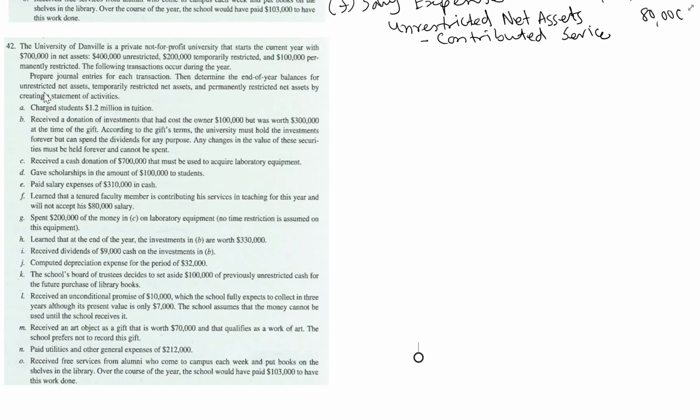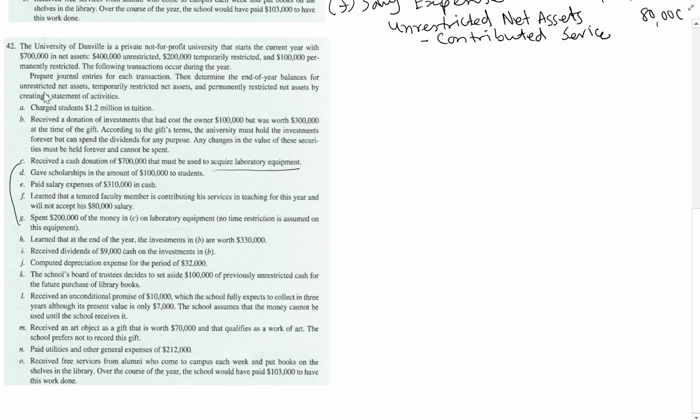Now let's do the next one, number G. Number G said that the university spent 200,000 of the money in C on laboratory equipment. No time restriction is assumed on this equipment. So let's go back to C. So in C, you see that they received the donation, and the condition that the donor imposed is that it will be used to acquire laboratory equipment. Now they are purchasing the laboratory equipment. So we need to record that.